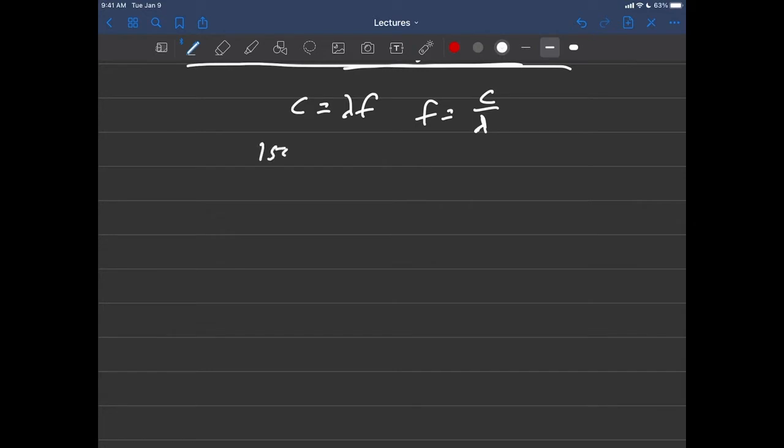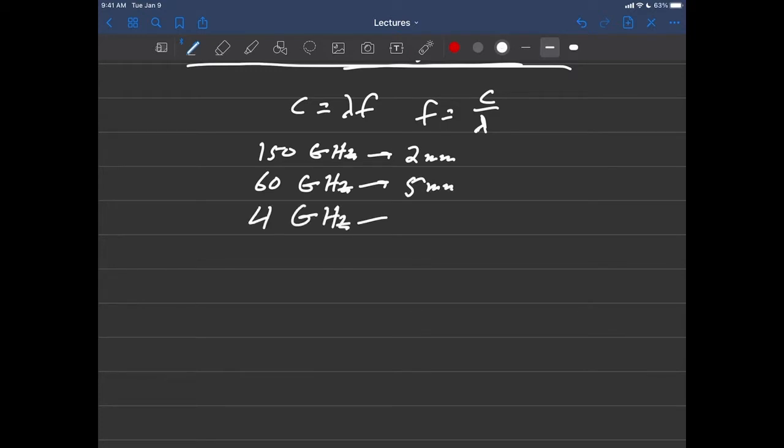So basically, I would get about 150 gigahertz for a wavelength of 2 millimeters. I'd get something like 60 gigahertz when dealing with a wavelength of 5 millimeters. I'd get something like 4 gigahertz when dealing with a wavelength of about 80 millimeters. And lastly, I would get a frequency of about 1 megahertz when dealing with a wavelength of 300 meters. Okay, so these aren't any sort of magical numbers. They just come by plugging these wavelengths in and solving for the frequency that you get. So what does this have to do with our lab?